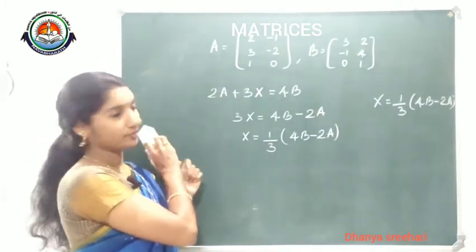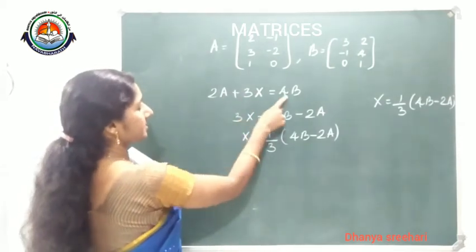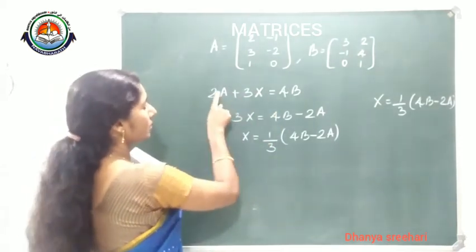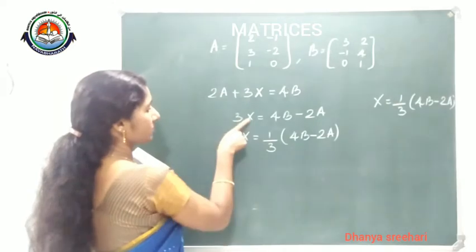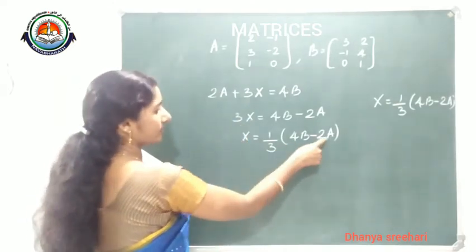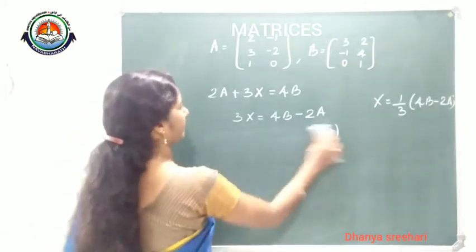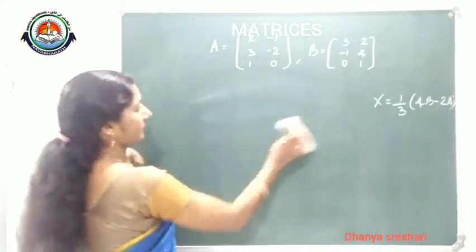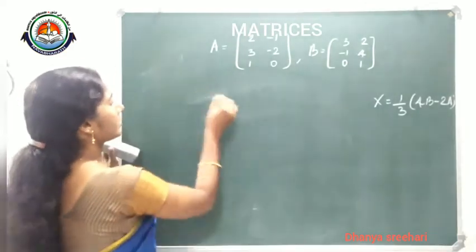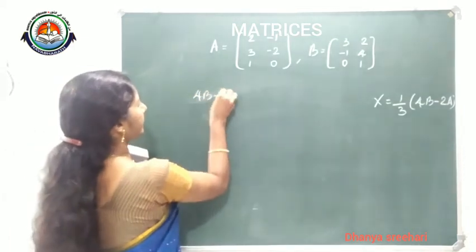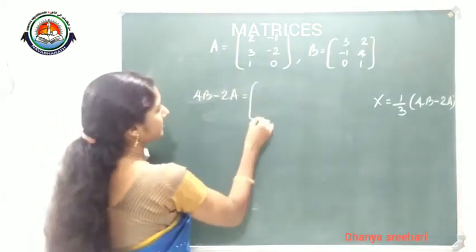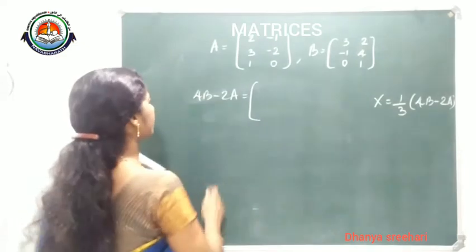Is it okay for you? 2A plus 3X is equal to 4B, so 3X equals 4B minus 2A. So X is equal to 4B minus 2A by 3, and by 3 means into 1 by 3. First we can do 4B minus 2A. I am writing it in a single step, a simple calculation.